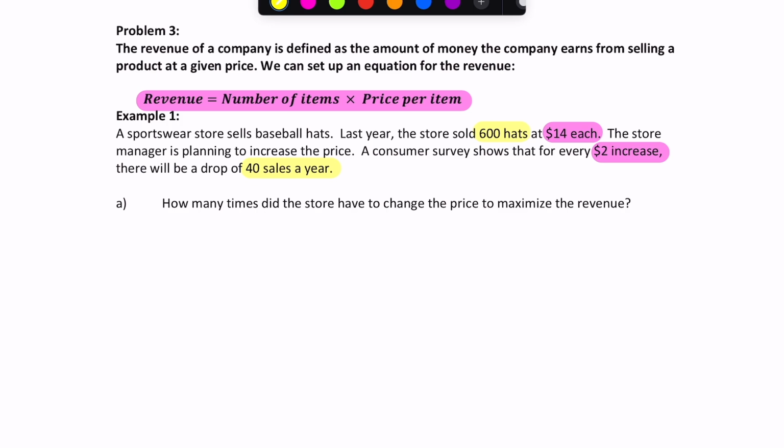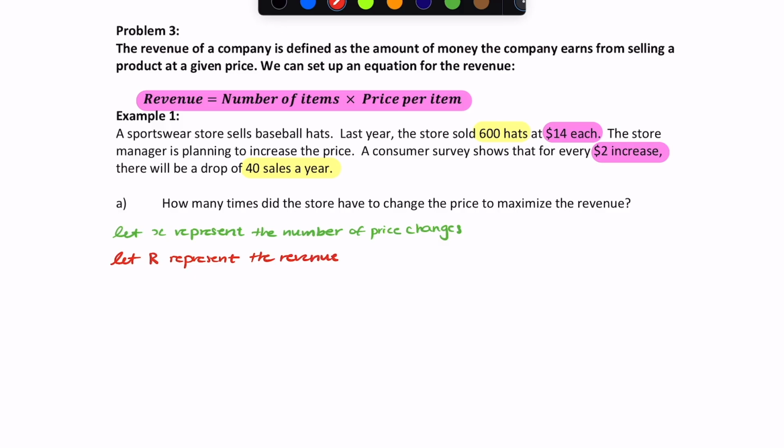So here we provide some let statements. So we're going to let x represent the number of price changes. And we're going to let R represent the revenue in dollars.